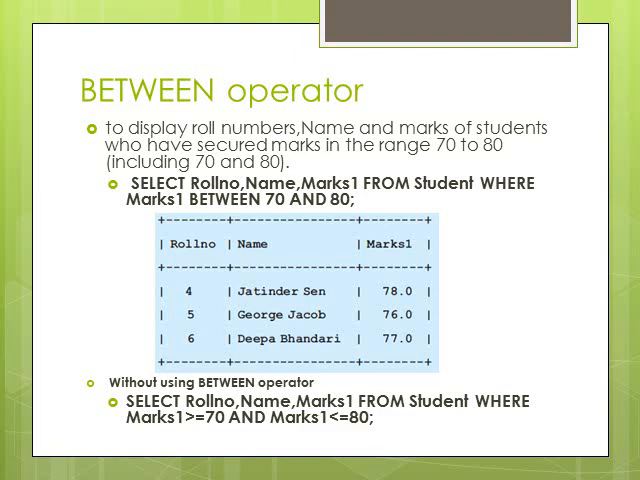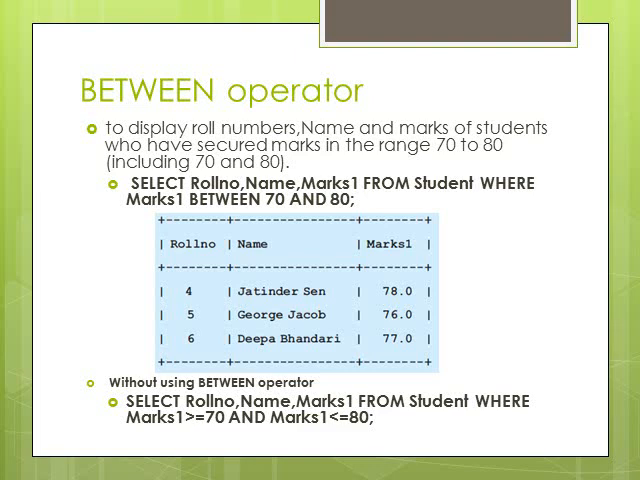Then the structured query language will be: select roll number, comma name, comma marks 1 from student where marks between 70 and 80. You can see the output. In the output, roll numbers 3, 4, 5 and 6 have marks between 70 and 80 and are being displayed.